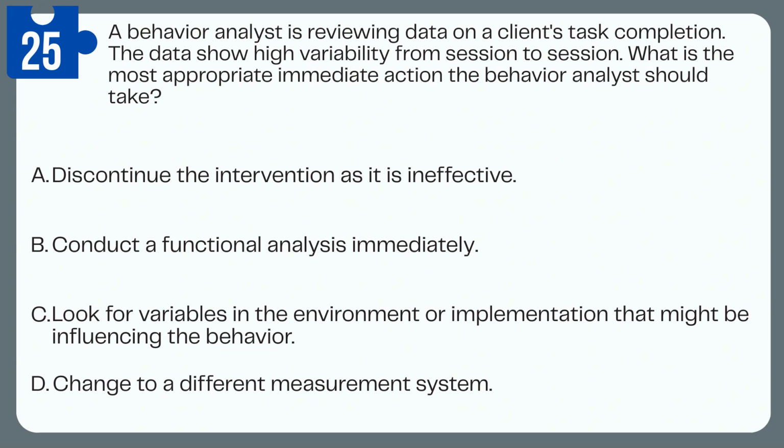Question 25. A behavior analyst is reviewing data on a client's task completion. The data show high variability from session to session. What is the most appropriate immediate action the behavior analyst should take? A. Discontinue the intervention as it is ineffective. B. Conduct a functional analysis immediately. C. Look for variables in the environment or implementation that might be influencing the behavior. D. Change to a different measurement system.